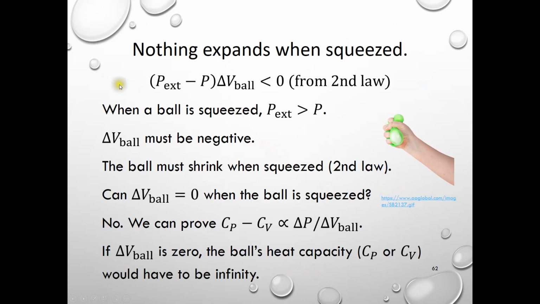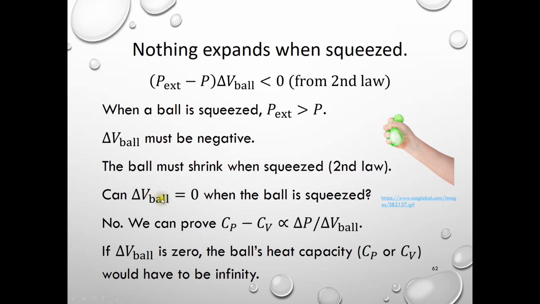Now let's look at this inequality again from the second law. When a ball is squeezed, P external has to be greater than P, because you are exerting additional force to the ball. And therefore, this delta V must be negative. Again, we're looking at a product here. If this number is positive, then this number has to be negative. Our conclusion is very simple. The ball must shrink when being squeezed, and that's based on the second law of thermodynamics.